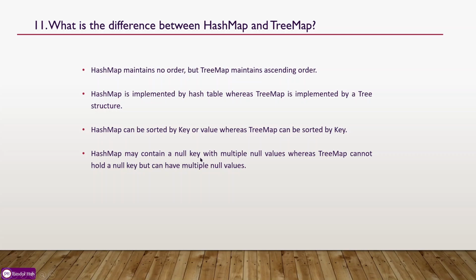Hash map may contain a null key with multiple null values, whereas tree map cannot hold a null key but can have multiple null values. So in the hash map, where we have a pair of keys and values, we can have one key as null, and we can have multiple null values, whereas in the tree map, all the keys should be non-null values. You can't have a null object as a key, but you can have multiple null values.